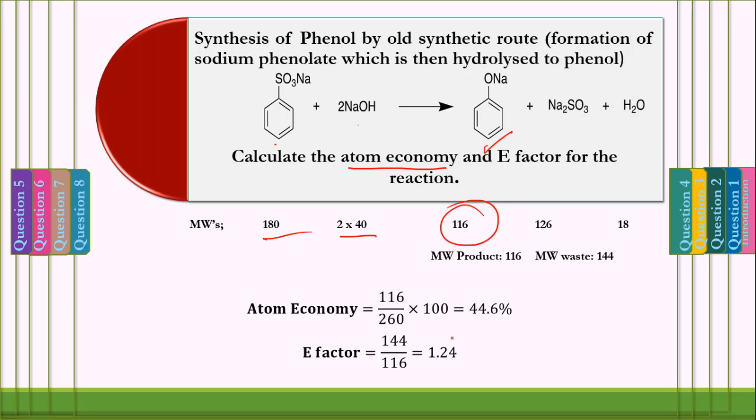Going with E factor. E factor was the ratio of waste versus product. Now what is the waste here? We'll consider this and this as waste because this is our desired product, right?